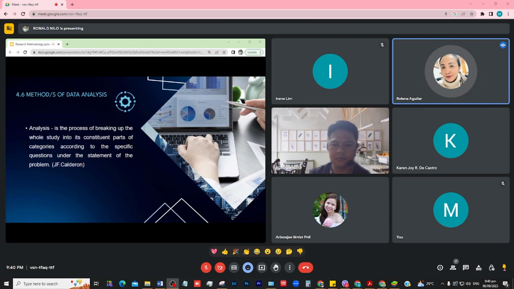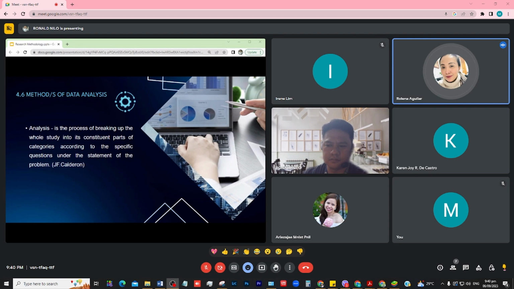Method or methods of data analysis. Analysis is defined as the process of breaking up the whole study into its constituent parts or categories according to the specific questions under the statement of the problem. Basically, it is the detailed examination of a topic. The method section of a research paper provides information by which a study's validity is judged, because unreliable methods produce unreliable results and misappropriated interpretation of findings.